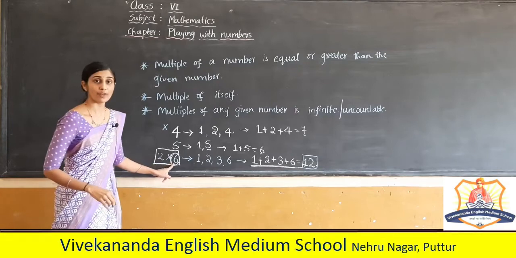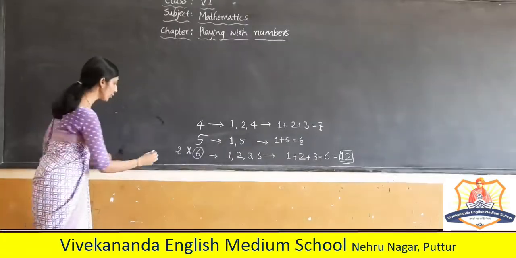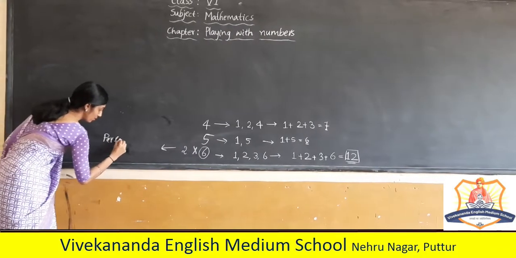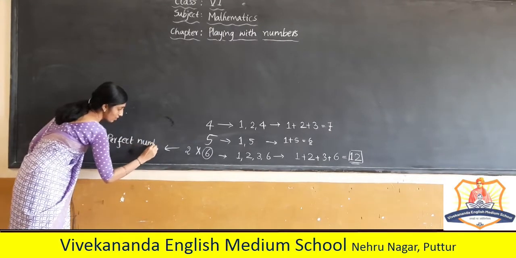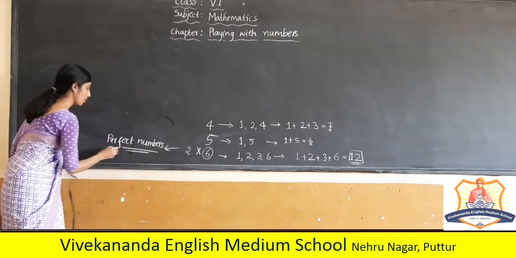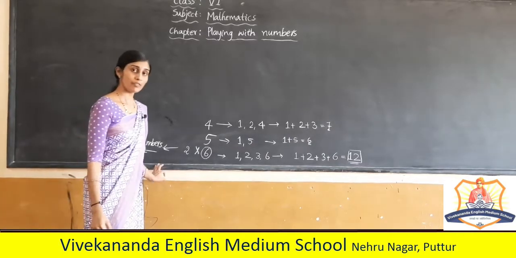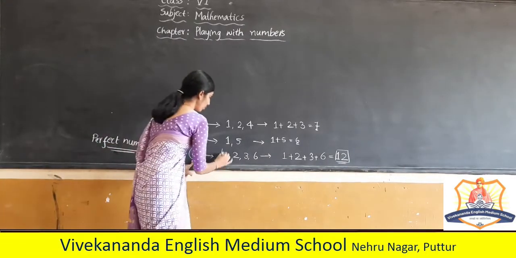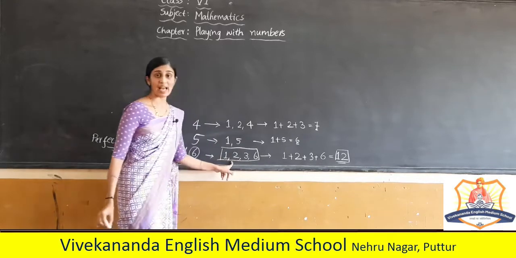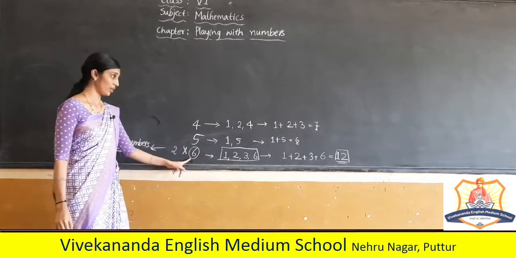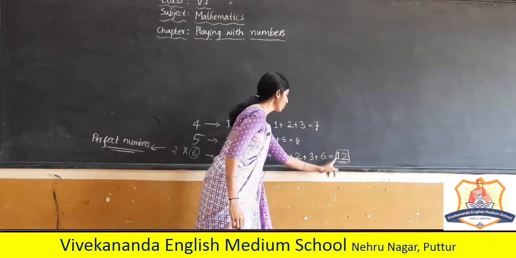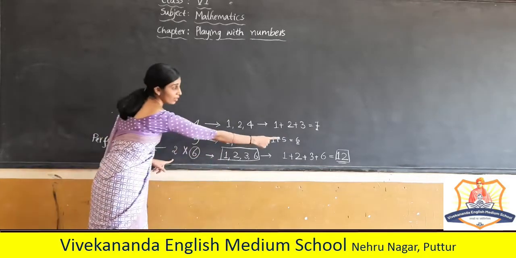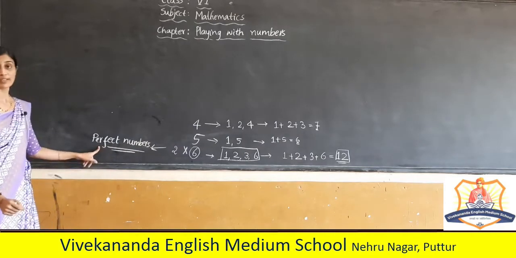So, such type of numbers are said to be perfect numbers. So, what do you mean by perfect number? A number whose factors, if we add all the factors of a number, the sum of all its factors is twice the given number, is called a perfect number.